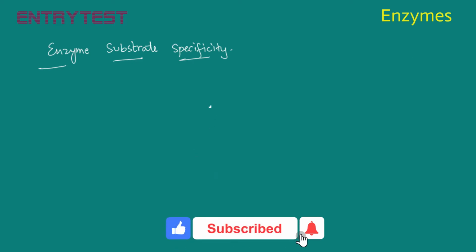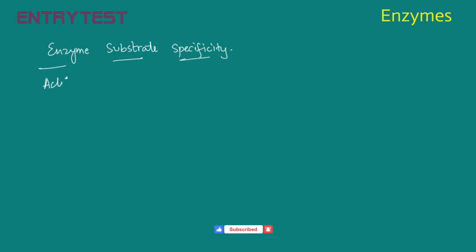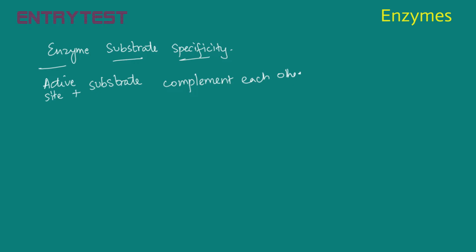So in enzyme substrate specificity, there is an active site. The active site and the substrate complement each other in terms of shape and chemical properties. That means they have got opposite charges.